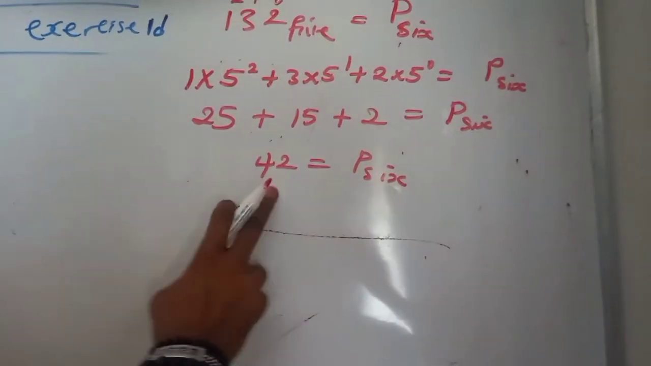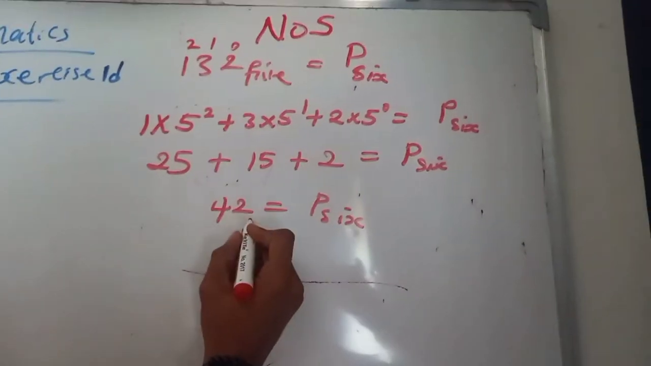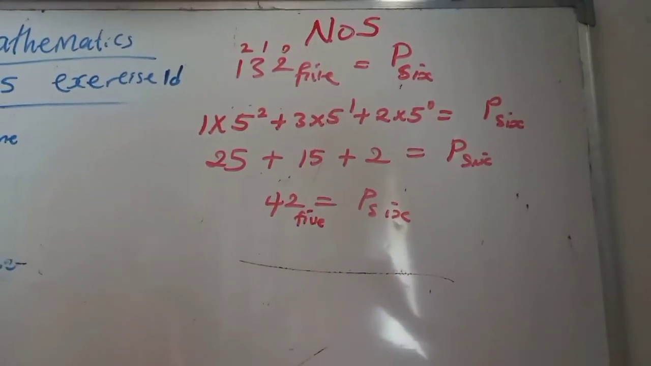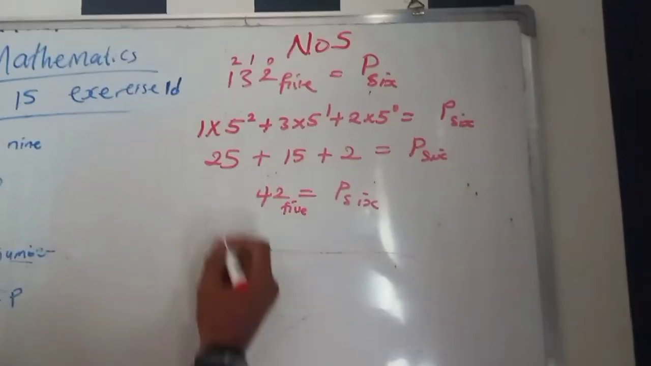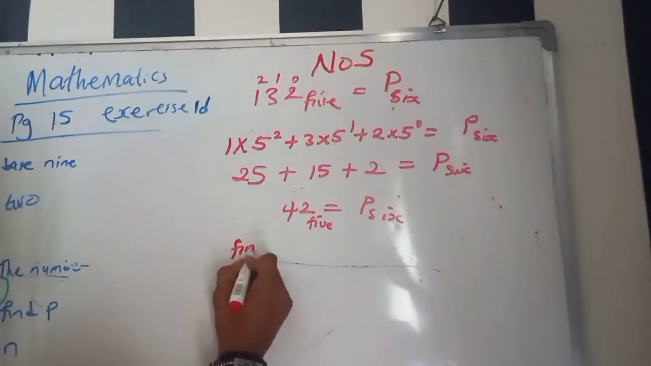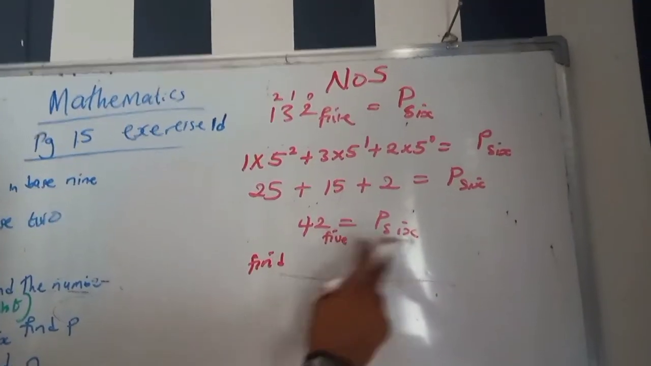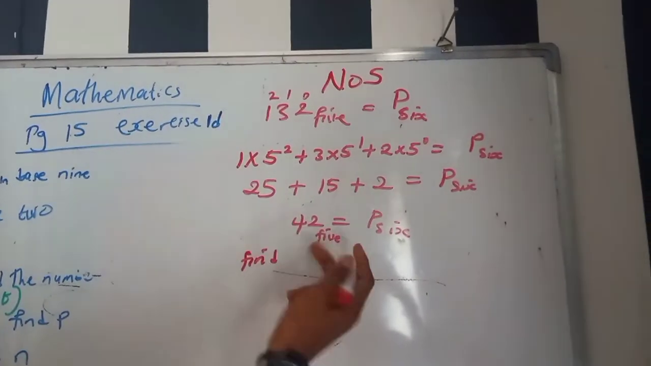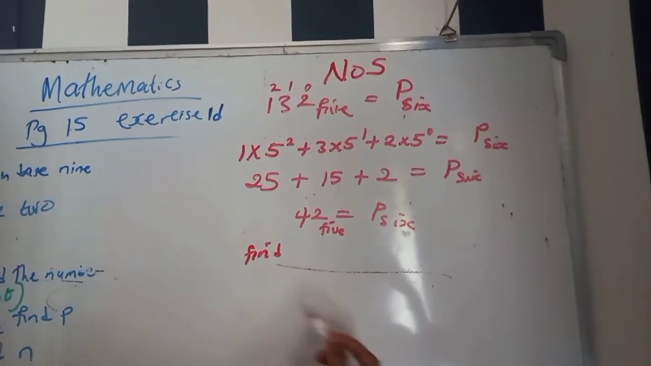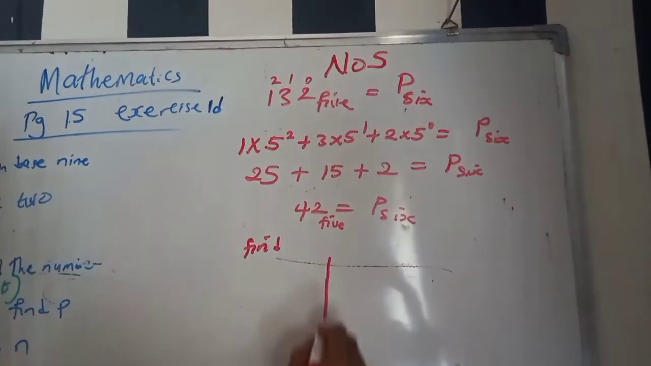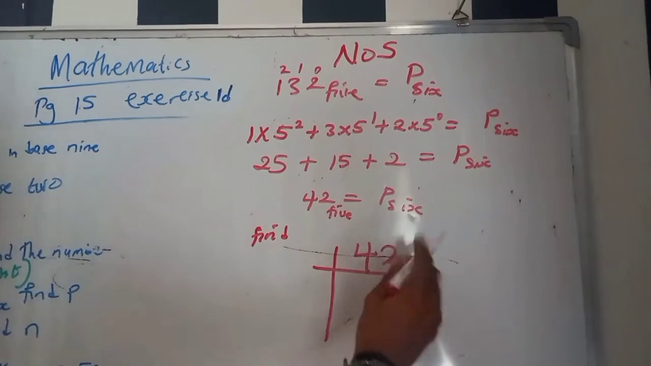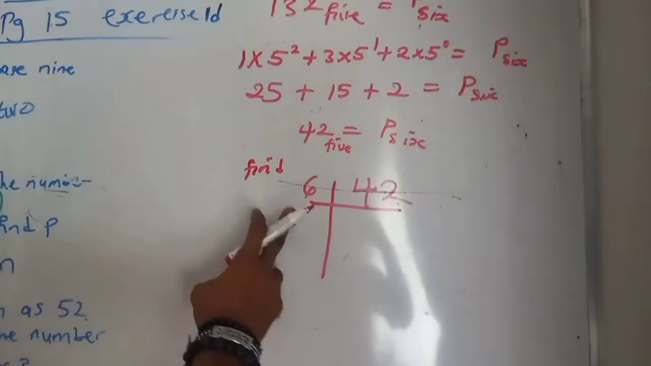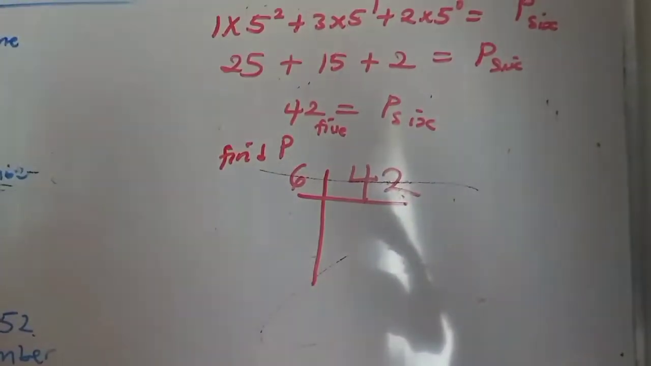And mind us, the 42 is in base 5, and I'm looking for my P. Find P. Now since it's base 5 and base 6, automatically I'll use base 6 as my divisor. So being that, 42 base 6, we find P.